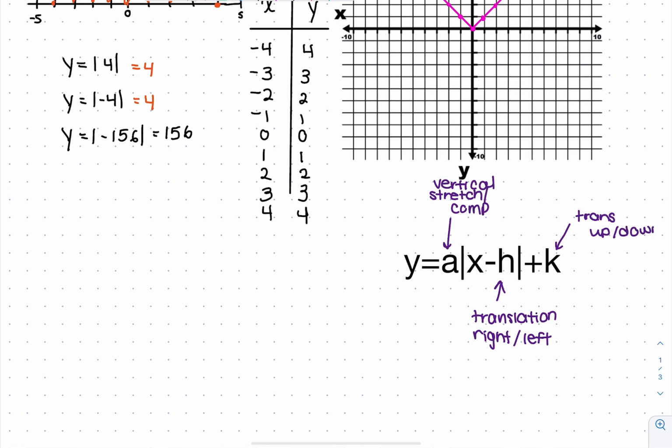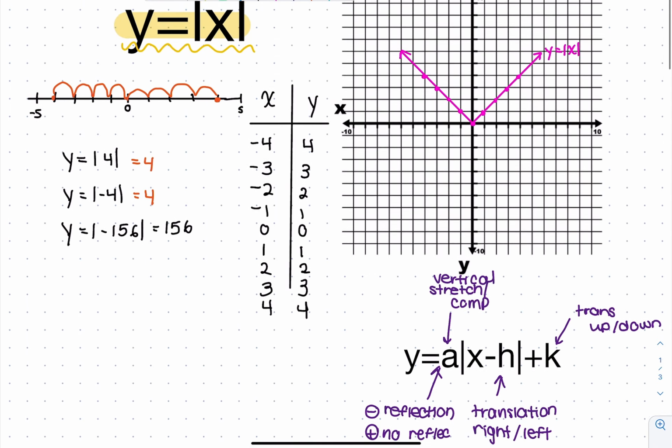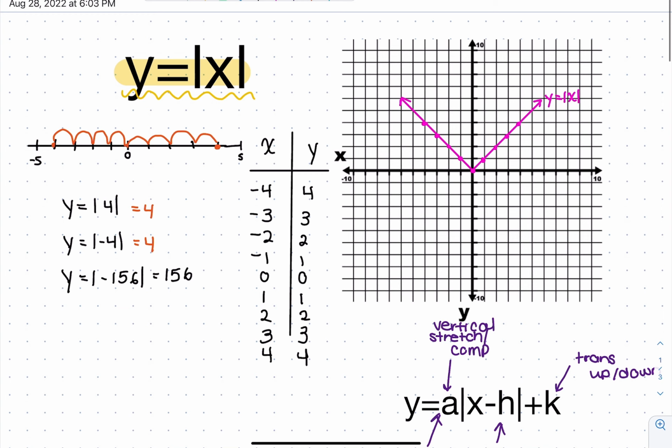And then last but not least, we can of course have a negative sign in front of A or a positive sign. This is telling us there is a reflection, and positive is telling us it's just normal, no reflection. Perfect. Okay, so now let's draw a few more examples.